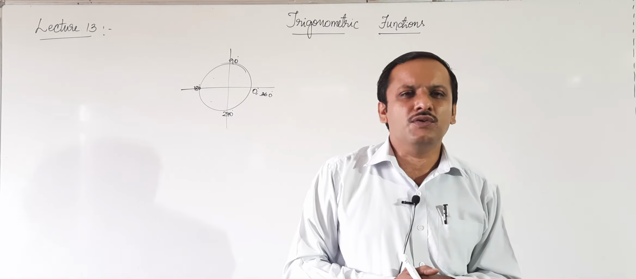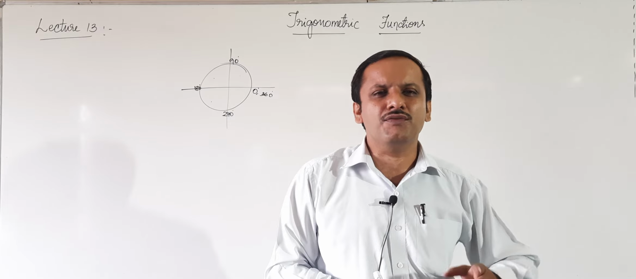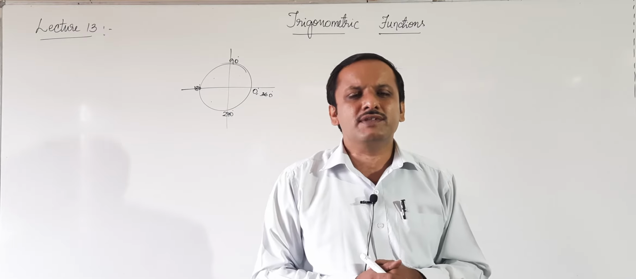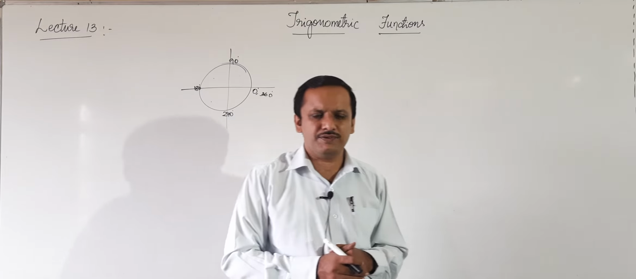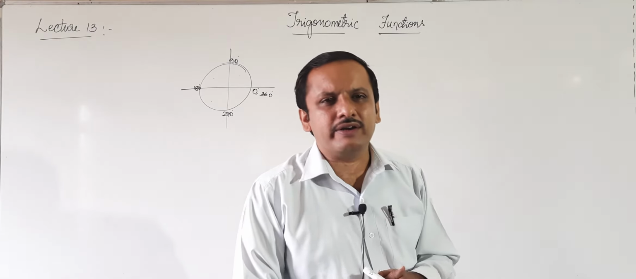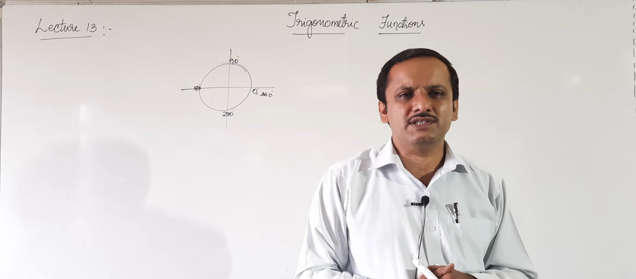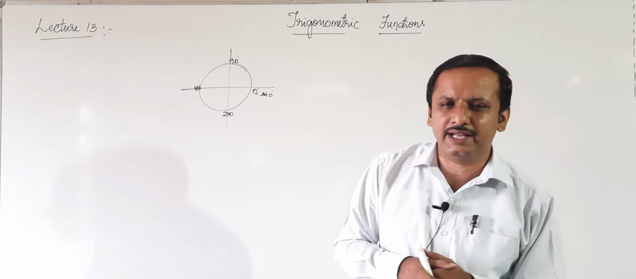For sine, the co-function is cos. Sine and cos, they are co-functions of each other. Then for secant, the co-function is cosecant. Secant and cosecant, they are co-functions of each other. And similarly, tan and cot, they are also co-functions of each other. This is the rule which we have learnt in our last class.